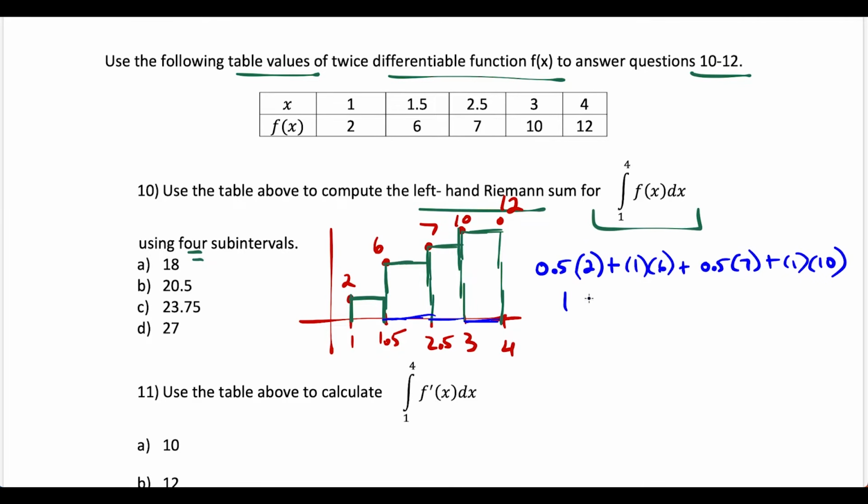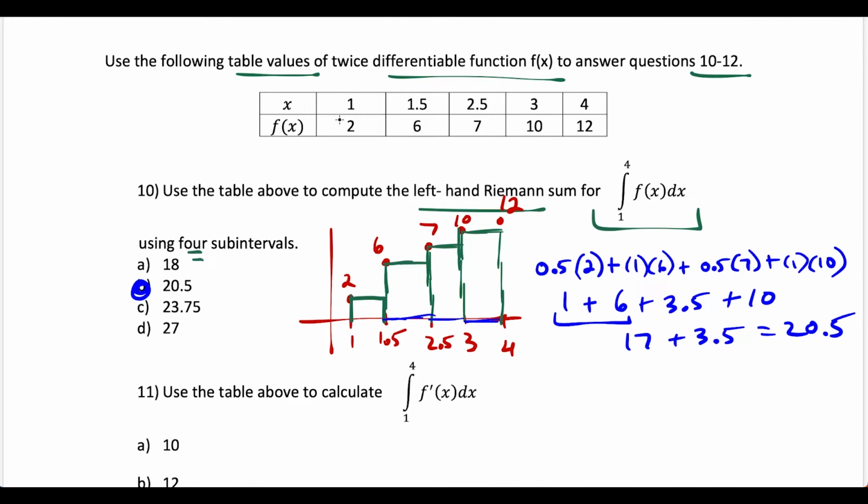So half of 2 is 1, plus we have 1 times 6 is 6, and then we have half of 7 is 3.5, and then 1 times 10 is 10. So now we just add this up carefully. So we have 7 plus 10 is 17 plus 3.5 is going to be equal to 20.5. And this is going to match up with choice B.